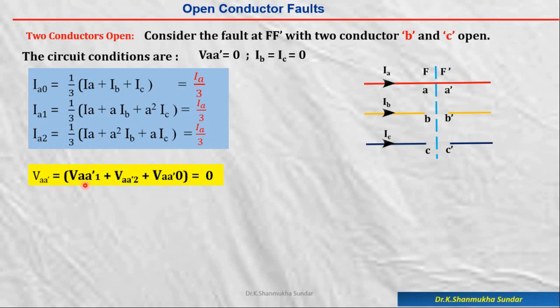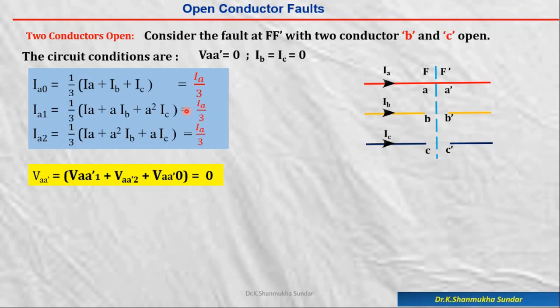Is it clear? Now VAA' is equal to VAA'1 plus VAA'2 plus VAA'0. For voltages only we will get a double suffix. For currents, because it is a line current, it is only a single suffix, we have to specify it. But VAA' is equal to 0. Is it clear? So from these two, how are the sequence networks connected? Now can you tell me? All the currents are equal, so current should be the same. If you have three different circuits, the current should be the same in all three circuits. Means how must these three circuits be connected? Connected in series. Is it clear?